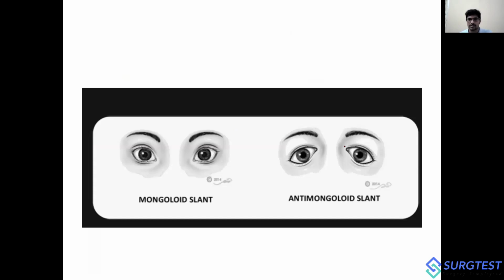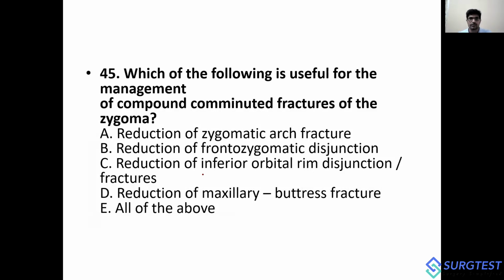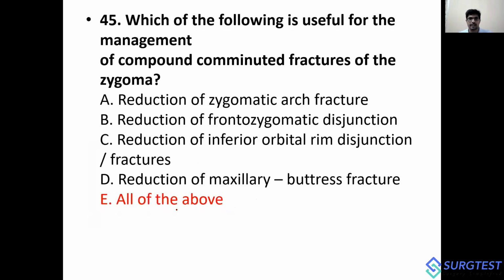This is due to the detachment of the lateral canthus ligament from the Whitnall's tubercle. So which one of the following is useful for management of compound comminuted fracture of the zygoma? So reduction of the arch, frontozygomatic disruption, and also the IOR fixation. They are basically asking about the point of fixation. So in case of comminuted fracture, if the option is given, we should definitely go for all of the above, that is 4-point fixation or 3-point fixation for that matter.